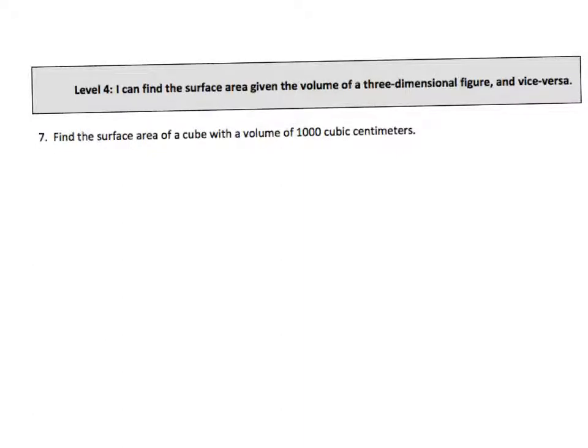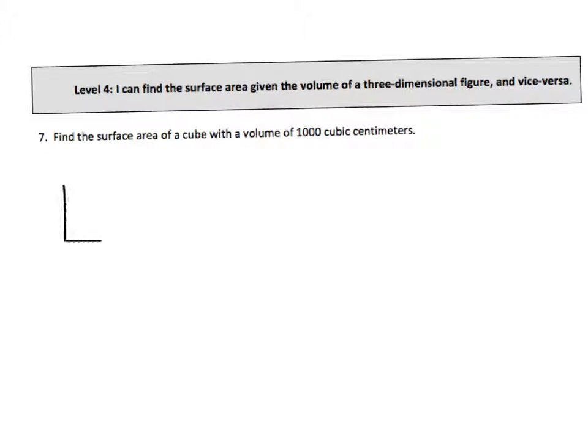All right, level 4 is finding the surface area given the volume of a three-dimensional figure and then vice versa. So basically we're going to be given the answer, we need to find a piece of information within a figure. So number 7 says find the surface area of a cube when the volume is 1,000 cubic centimeters.